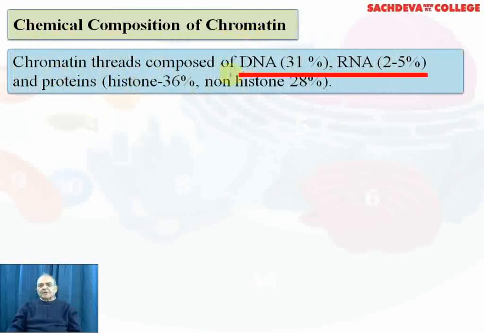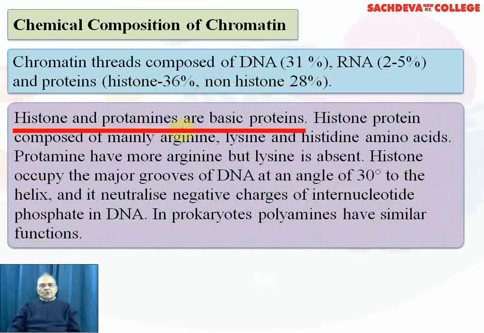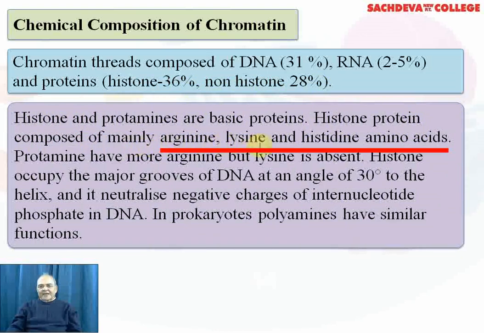Chromatin threads are composed of DNA, which accounts for about 31%, RNA 2 to 0.5%, and proteins, of which the histone part is 36% and the non-histone part is 28%. Histones and protamines are basic proteins. Histone protein is composed mainly of arginine, lysine and histidine amino acids. Protamines have more arginine, but lysine is absent.